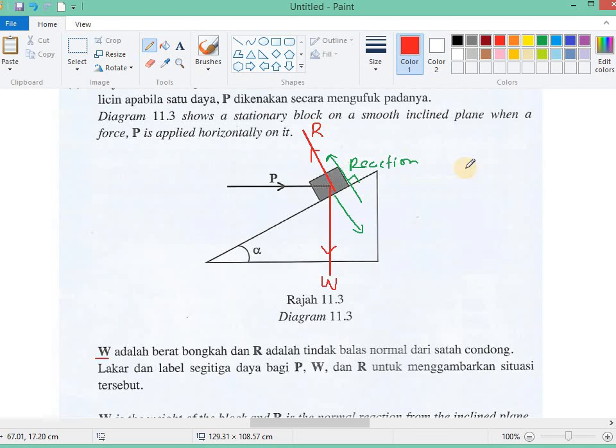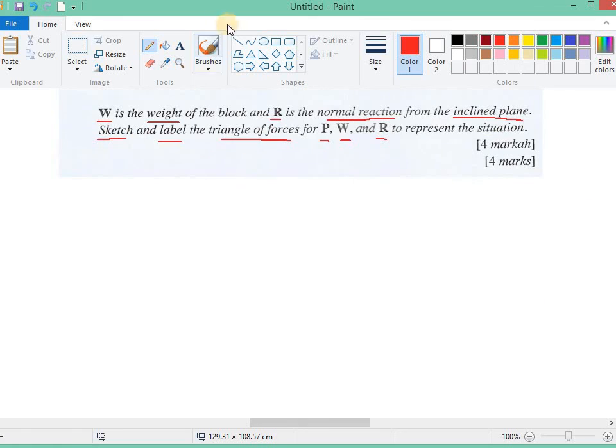Okay. So now we want to draw the triangle of forces. The easiest way to draw the triangle of forces is you can move the forces, but you cannot change the direction of the forces. So for example, like this. Okay, I draw one more time.